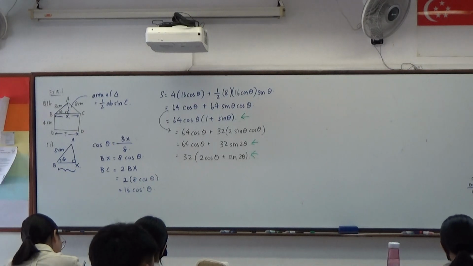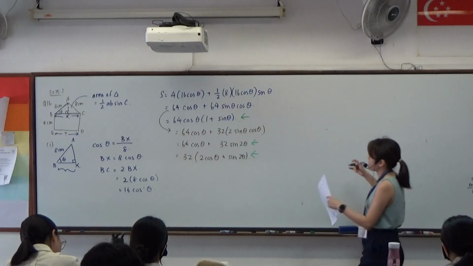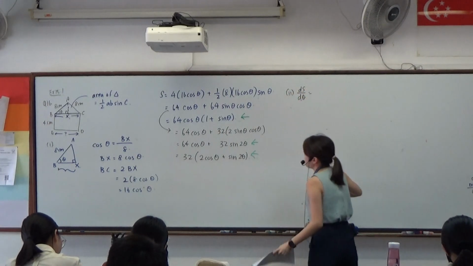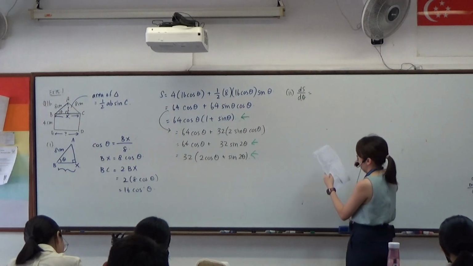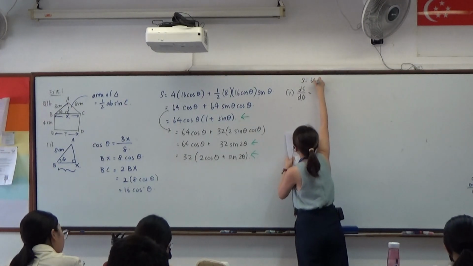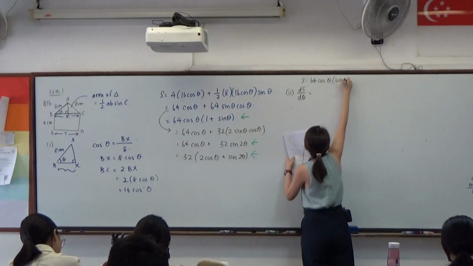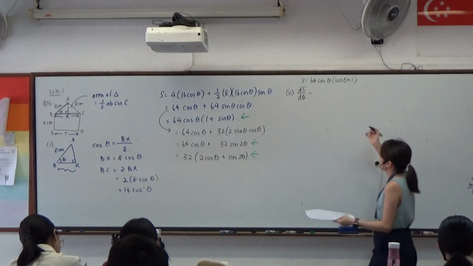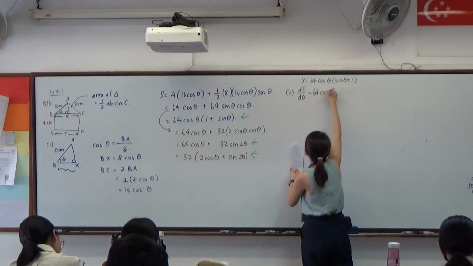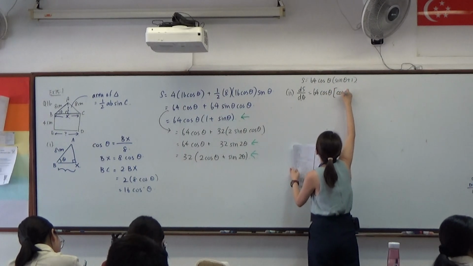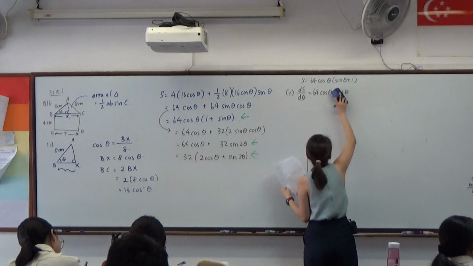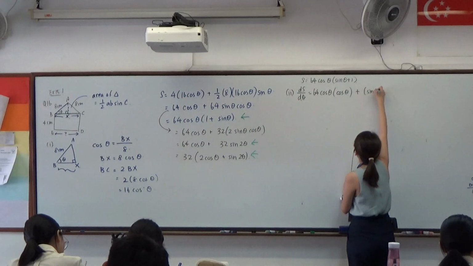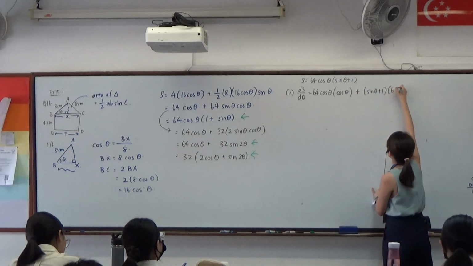We want to find out what is the value of theta for S to be maximum. So we can find out dS over d theta. The S that I will be using will be this one. So use your product rule. Keep left, differentiate right, plus keep right side, differentiate left side.